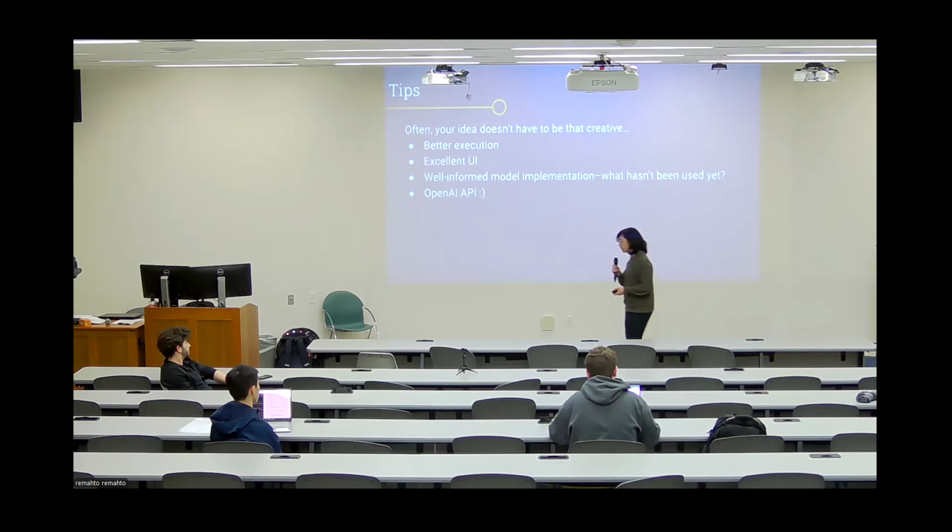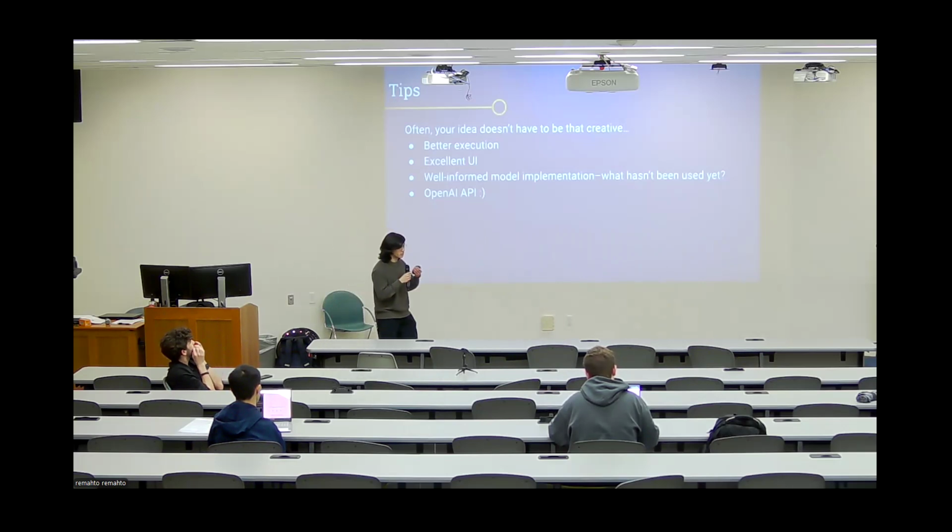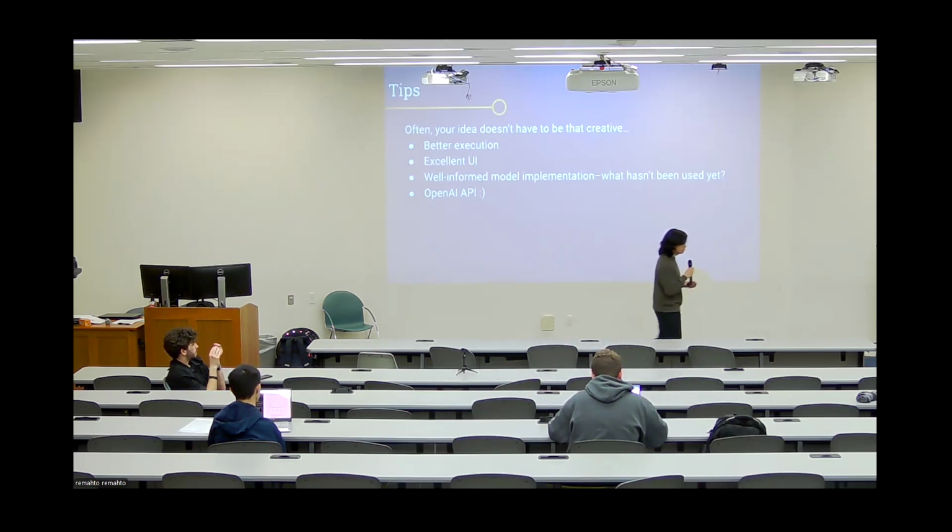On top of that, well-informed model implementation. So if you use a state-of-the-art or very computationally inexpensive model, right? Then your website or your project may be more easily scalable or more effective or more accurate or more robust or more generalizable to users' needs, which means that your idea might be really good. And of course, as I said before, OpenAI API. If you don't have any ideas, you could just make a chatbot and try to get creative with it.